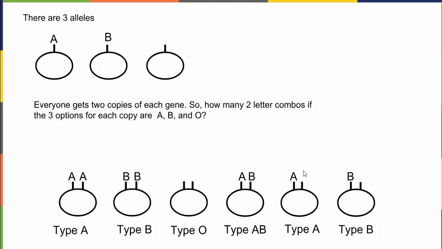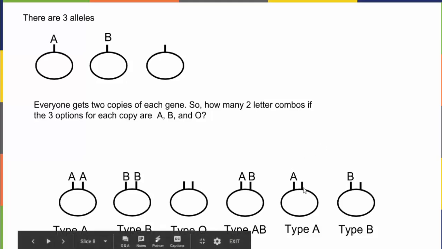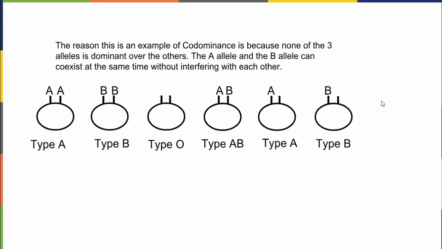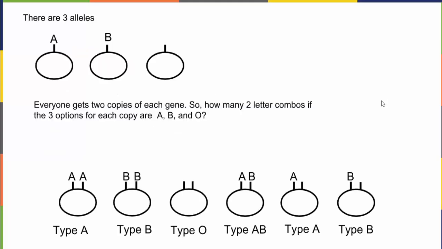So even though these last 2 here have this empty stick, the O, it's still considered type A. And even though this one is a B and an empty stick, it's still considered, whoops, sorry about that, it's still considered to be type B.